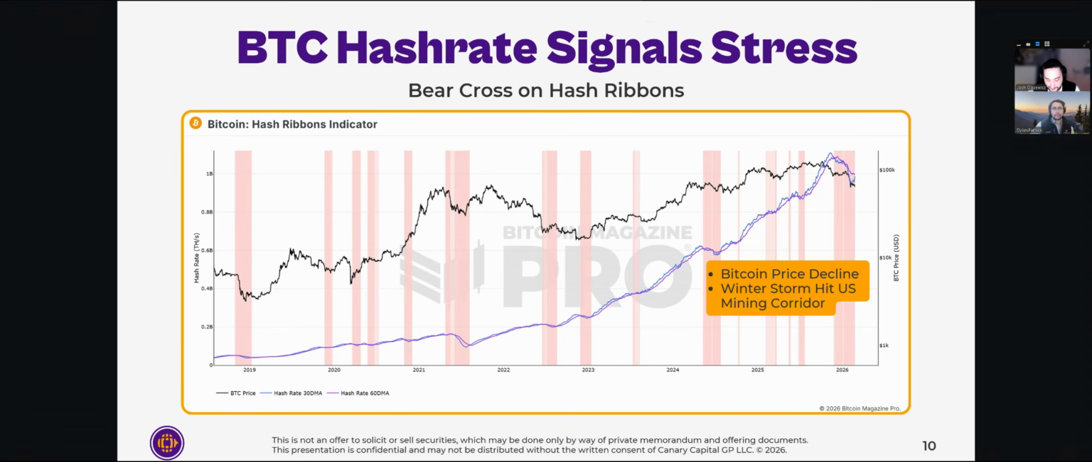I will add here that the price decline obviously plays a role. As price declines, mining becomes less profitable, and the winter storm that hit the U.S. mining corridor, sort of perfectly in the southeastern heart of the United States. That's where a lot of the mining happens outside of Texas. But even in Texas, the winter storm, which was a few weeks ago at this point, did hit that area. That causes miners to take hash rate offline, or their power just gets cut, right? Because of what's going on with the weather. So we haven't recovered from that either.